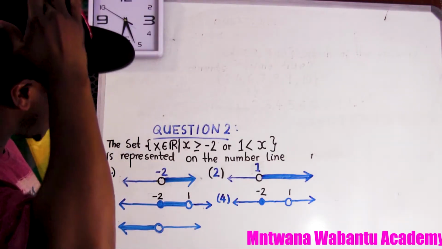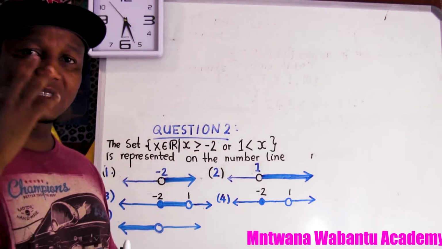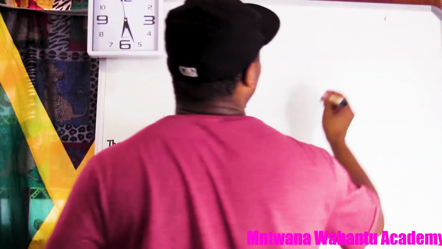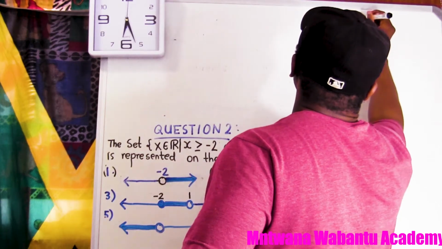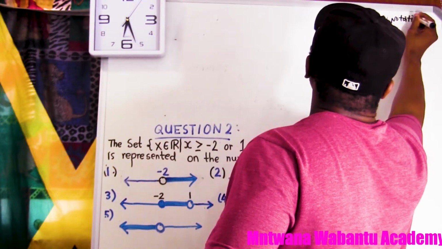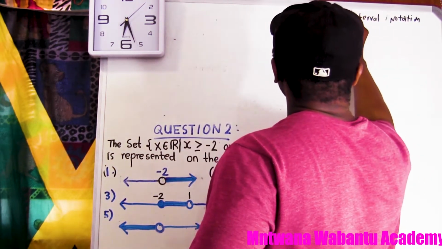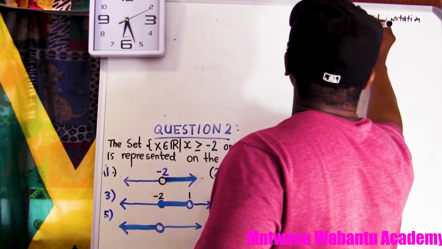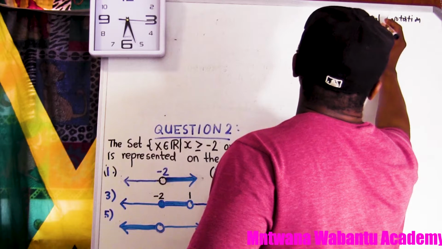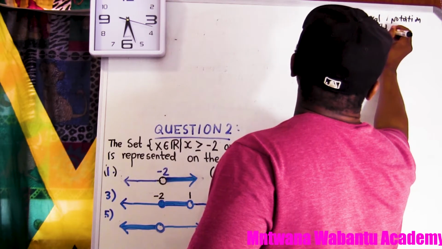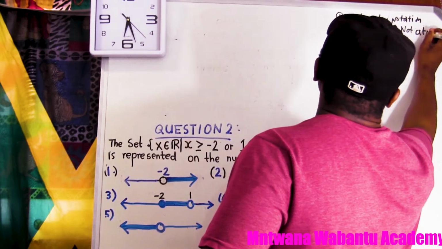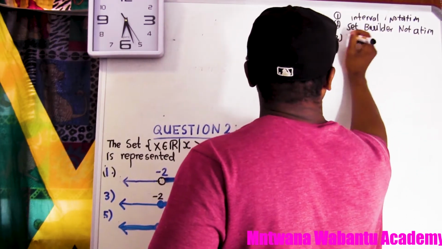If you have a set of elements or numbers, there are 3 ways you can represent your data. The first way is called interval notation. The second one is set builder notation. And the third one is the number line.